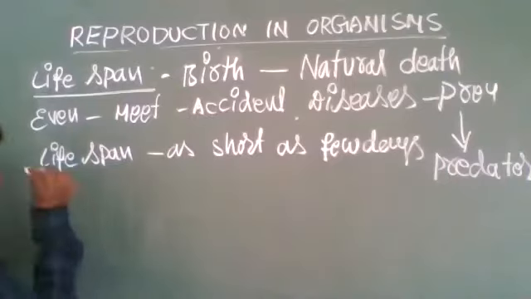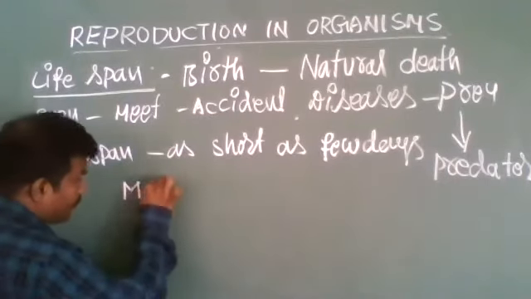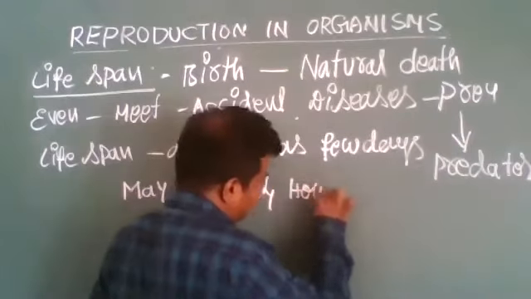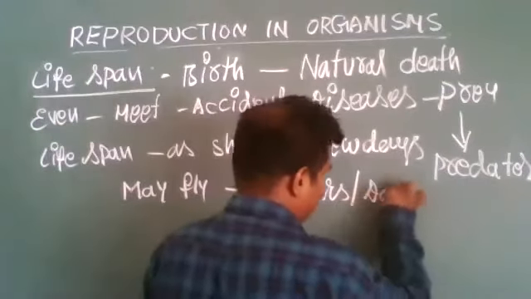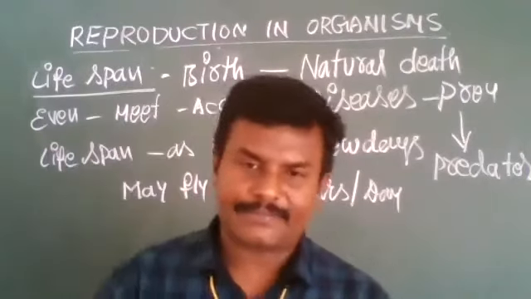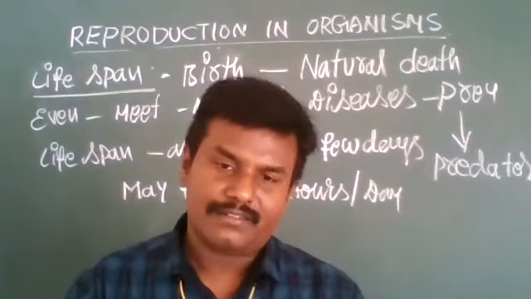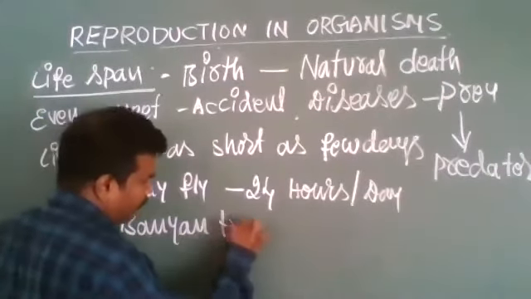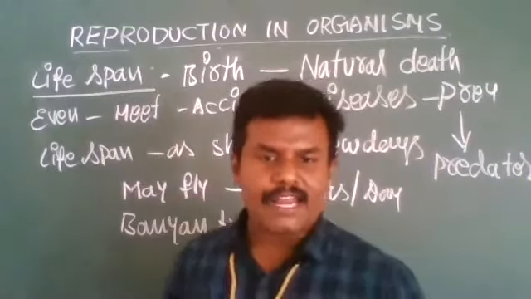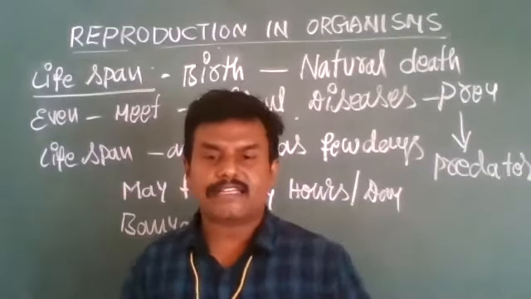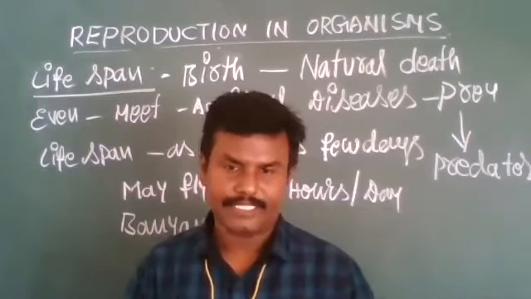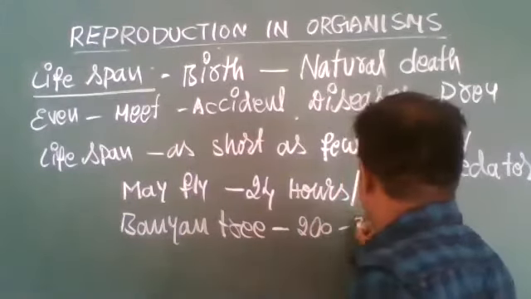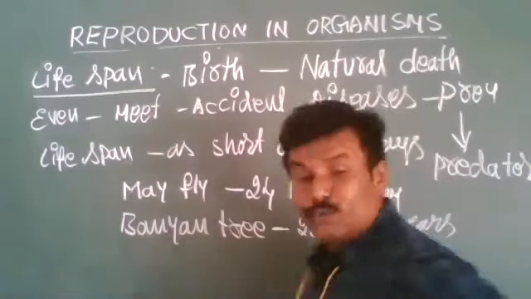For example, the lifespan of the mayfly is about 24 hours, or 1 day. Within 1 day, it finishes its life cycle. After that, it will die. Then the banyan tree, Ficus bengalensis, which is its scientific name. The lifespan of the banyan tree is 200 to 300 years.